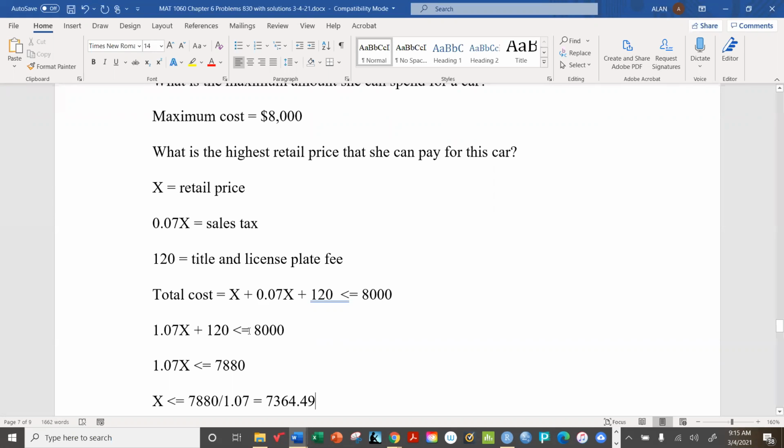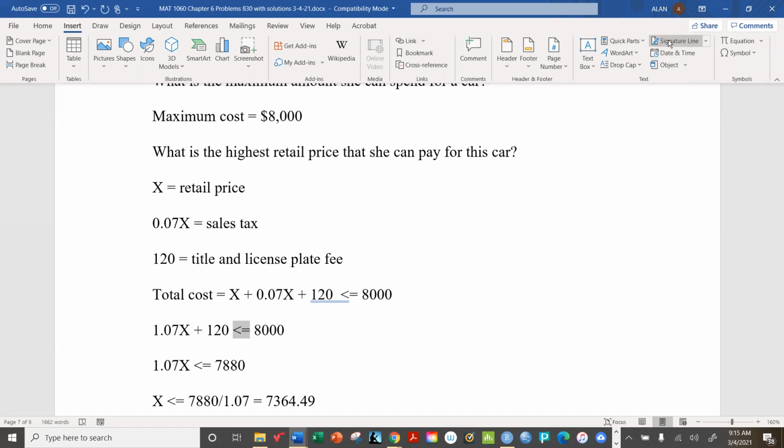Actually, it would, yes. You know what? I'll tell you what. There is a symbol. Watch this. Yes, but you're right. It would be. It's not a strict inequality. It's an inequality, and it does have the equal because she can spend $8,000, just not more.